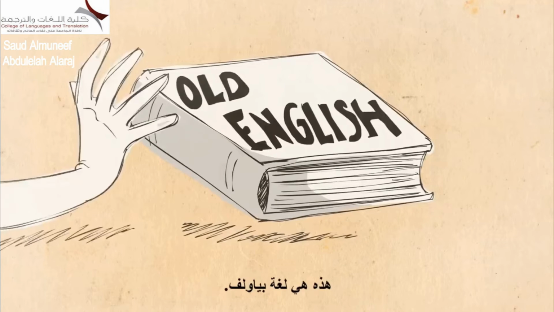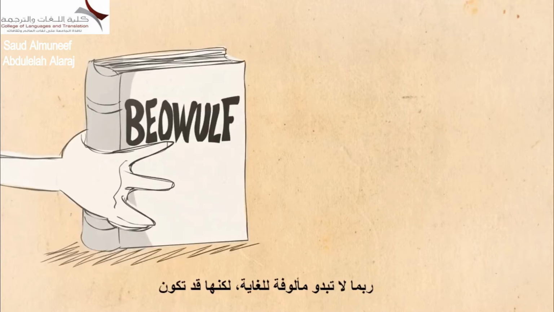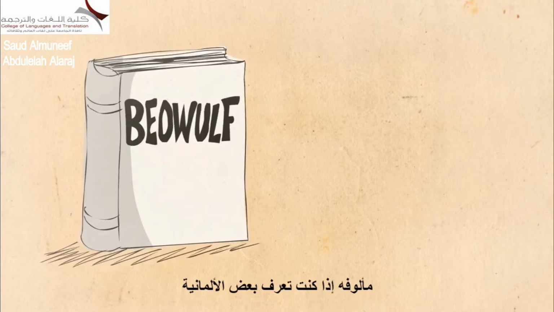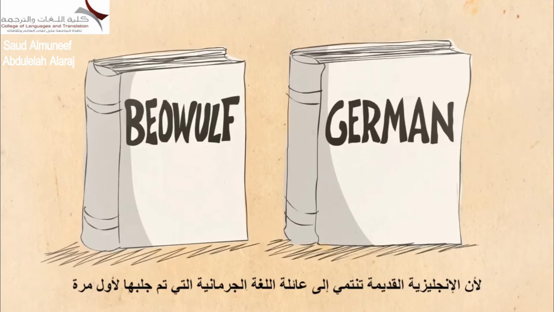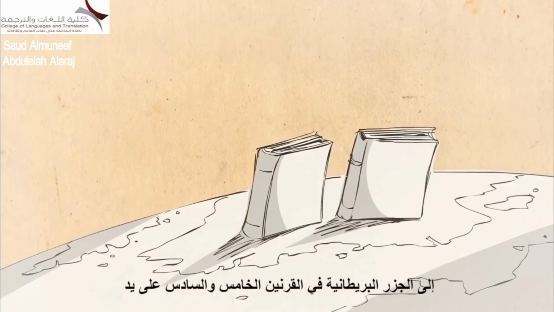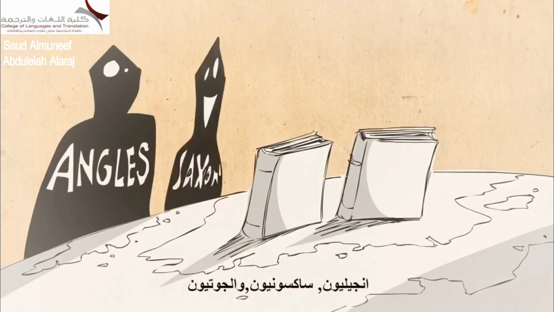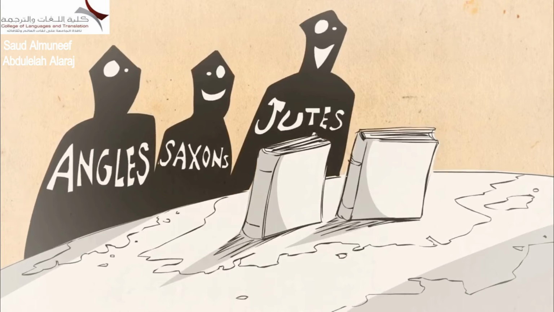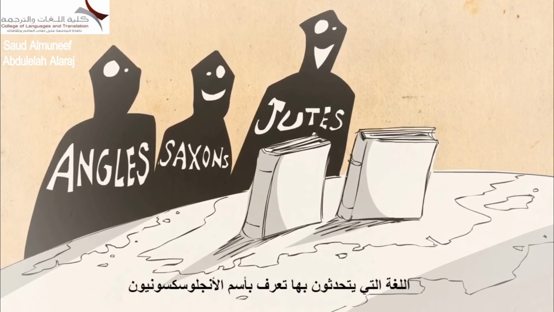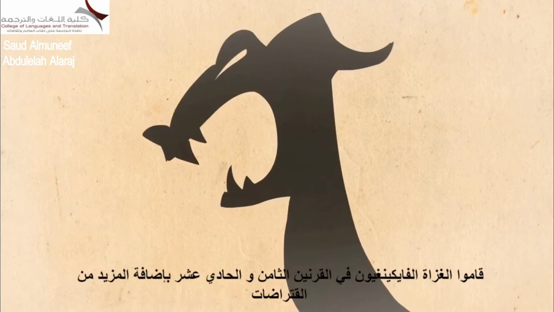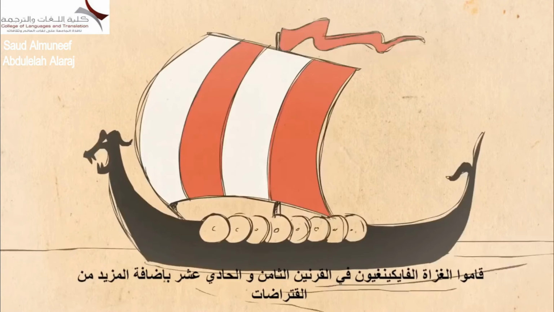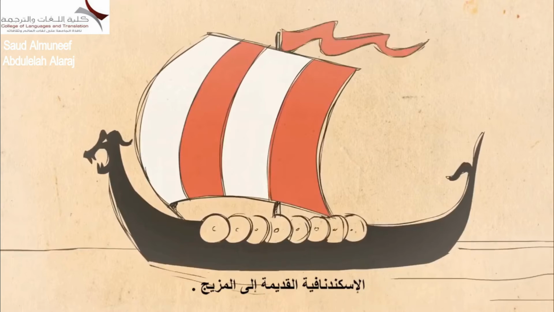This is the language of Beowulf. It probably doesn't look very familiar, but it might be more recognizable if you know some German. That's because Old English belongs to the Germanic language family, first brought to the British Isles in the 5th and 6th centuries by the Angles, Saxons, and Jutes. The Germanic dialects they spoke would become known as Anglo-Saxon. Viking invaders in the 8th to 11th centuries added more borrowings from Old Norse into the mix.